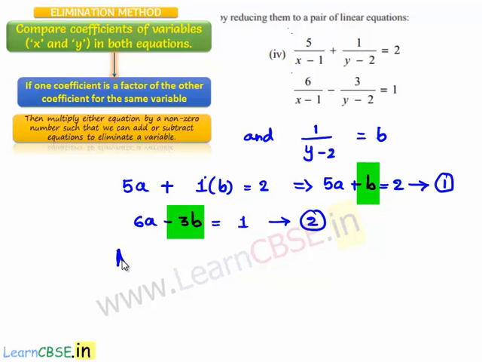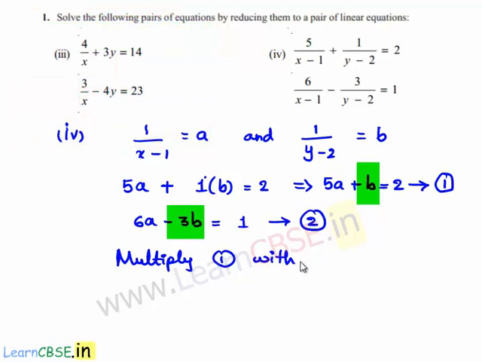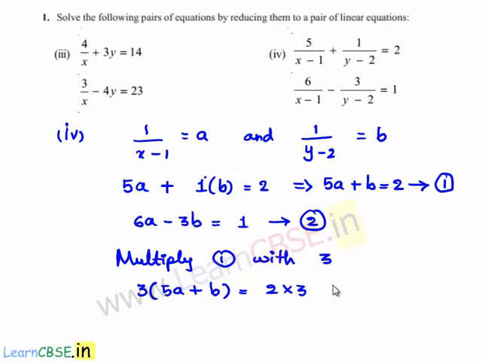Now multiply equation 1 with 3. We get 3 times of 5a plus b is equal to 2 times of 3, which is nothing but 15a plus 3b is equal to 6. Name this equation as third equation.